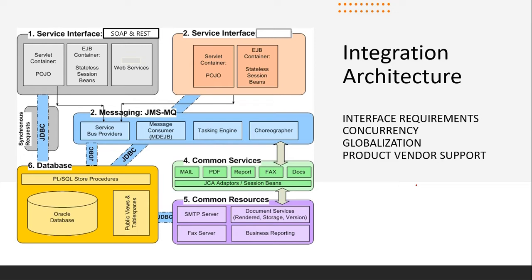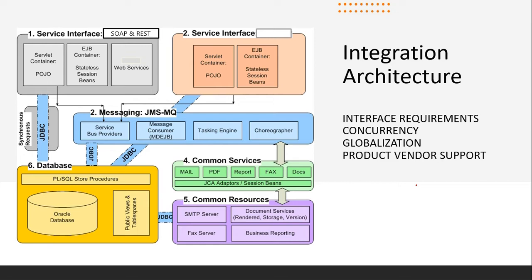But remember, even before you come to the integration architecture, you need to know what the integration points are, and we are not taking up that functional part of it. So we know that the integration points have already been identified, and then what are the things you need to take care of in the integration architecture, considering the interface requirements, concurrency, globalization, and product vendor support. These are the few things which you generally, without any failure, have to do.